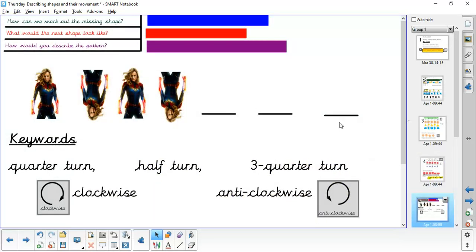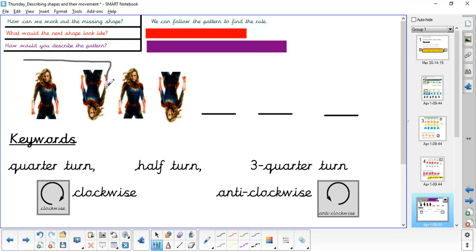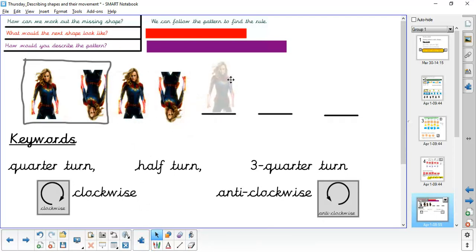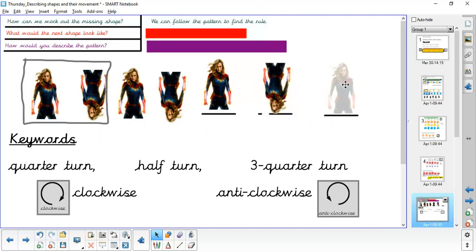Now, here we have Captain Marvel. I have some questions up at the top here. It says, how can we work out the missing shape? Well, we can work out the missing shape by following the pattern to the rule. So we have Captain Marvel facing upwards, facing down, facing up, facing down. So we can instantly see that the repeating pattern is here. So if Captain Marvel was pointing down, the next one would be pointing up, then pointing down, and finally pointing up.